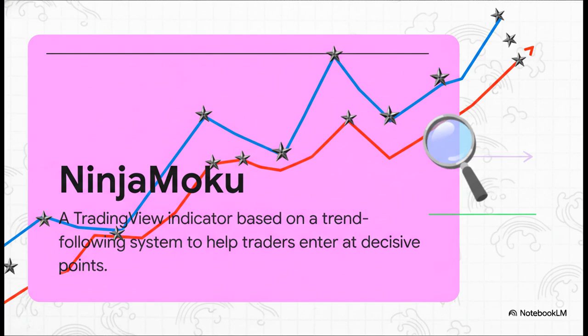Well, at its core, NinjaMoku is a TradingView indicator, and its whole philosophy is super simple. Follow the trend. The main goal here is to give you a really clear visual signal to get into a trade at a decisive moment, right as the move is getting started, not when the party is already half over.